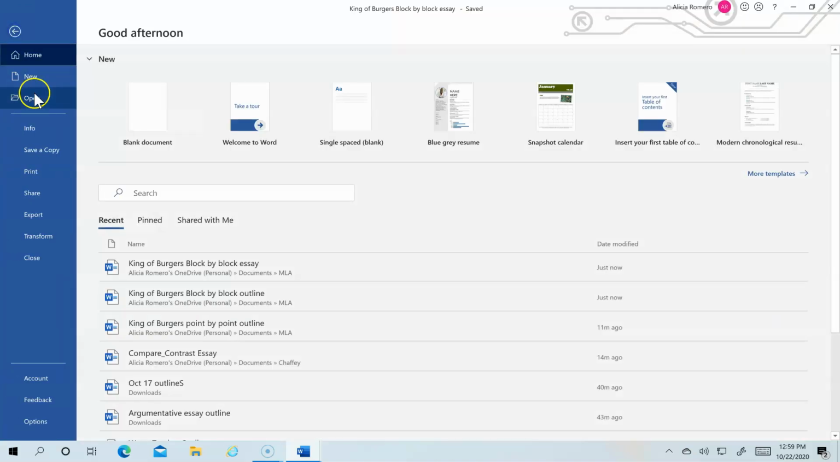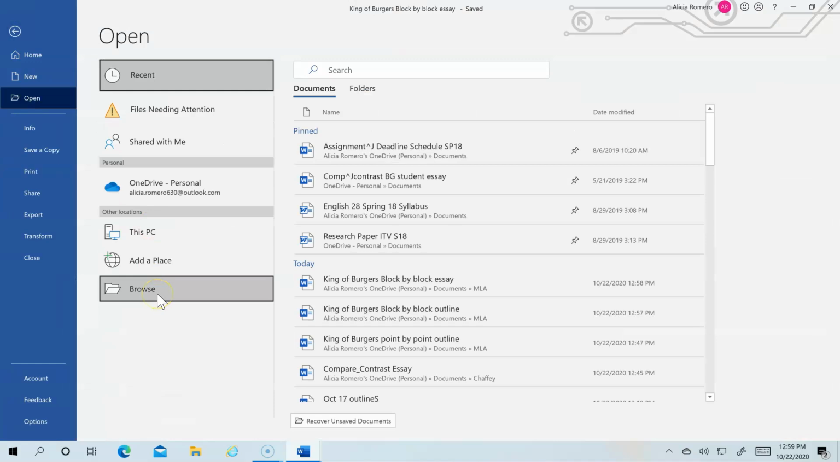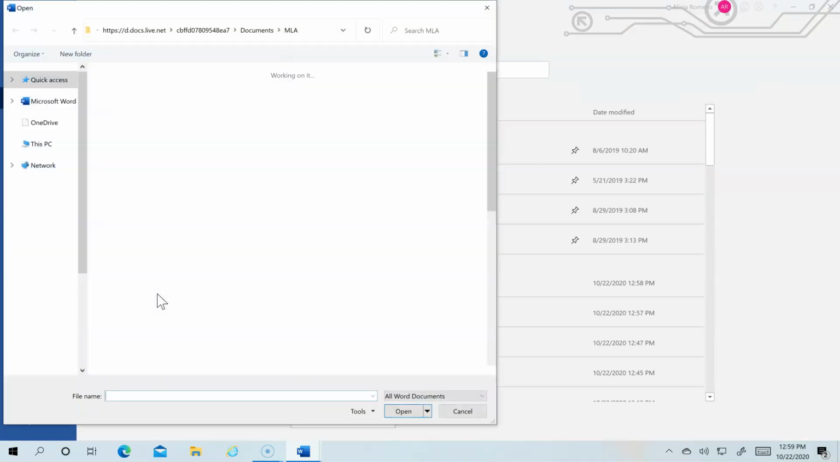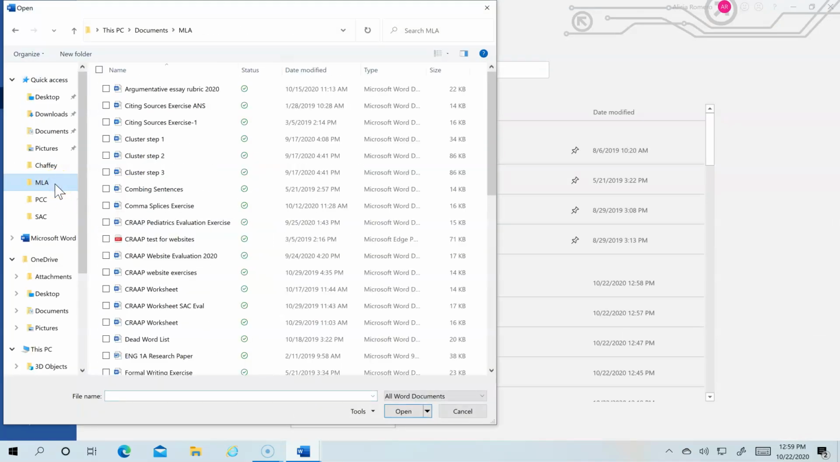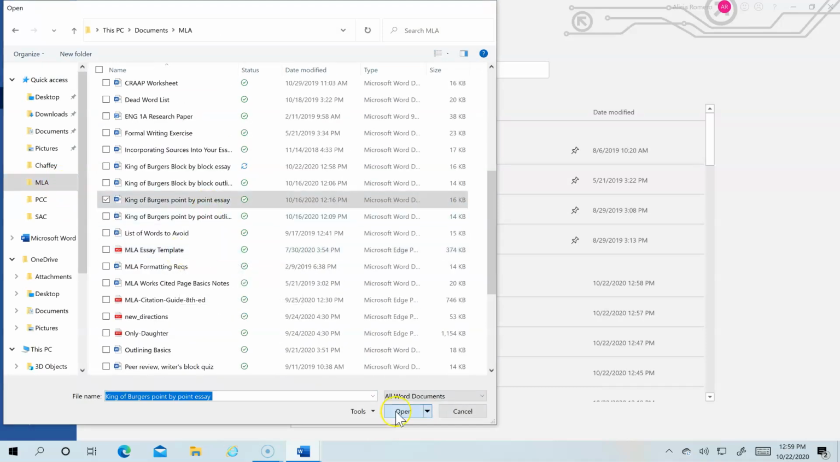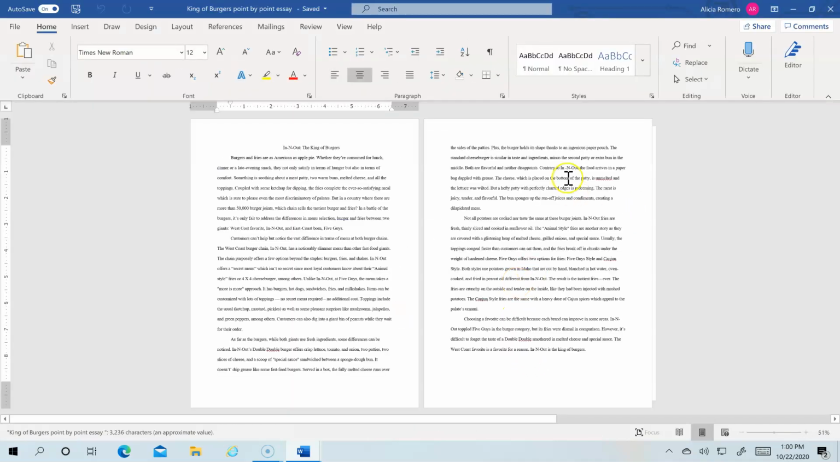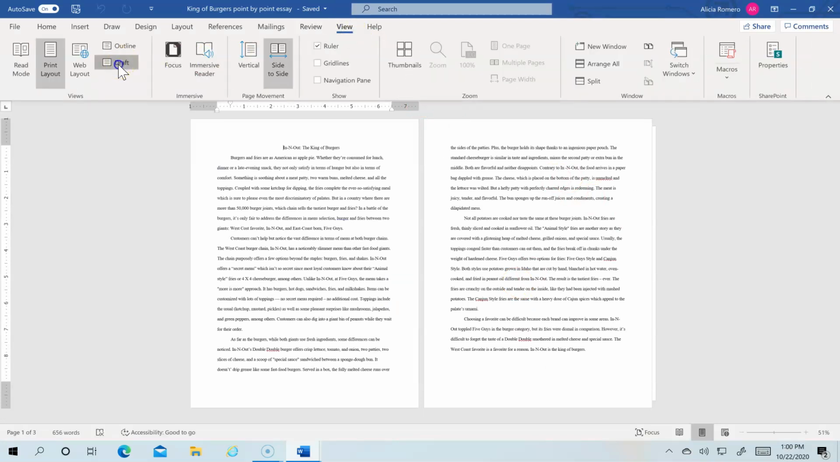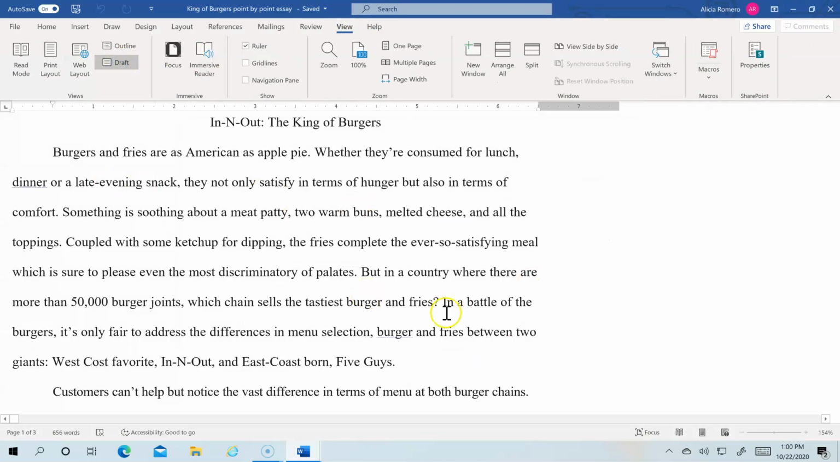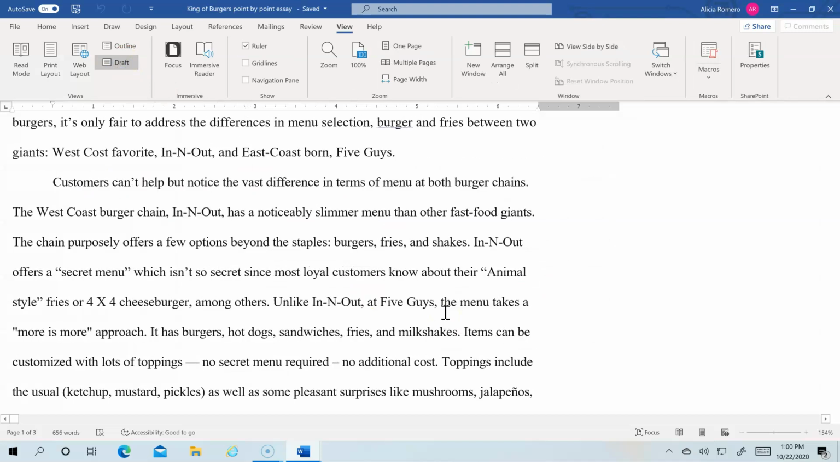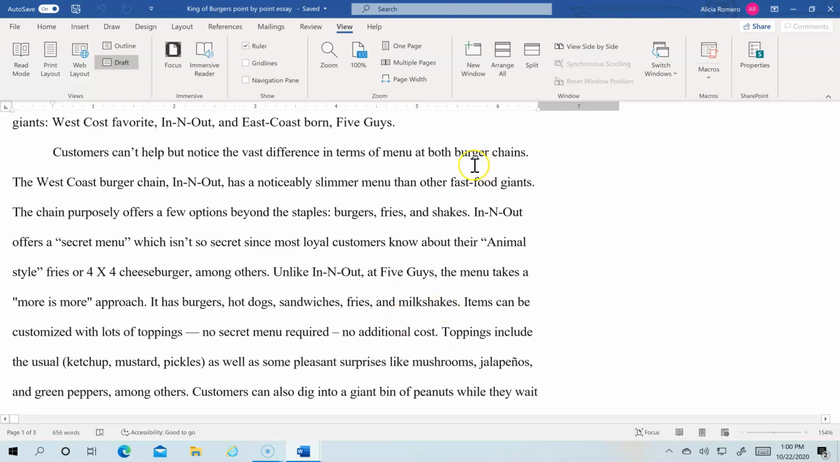Now, if you look at the point-by-point essay, the content is essentially the same. It's just organized a little bit differently. The paragraphs are slightly shorter, but not really because, again, the content is the same. So our intro is exactly the same. The first paragraph talks about the first point and how they're different in terms of their menu, and we address both In-N-Out and Five Guys, and notice that we use the transitions here.